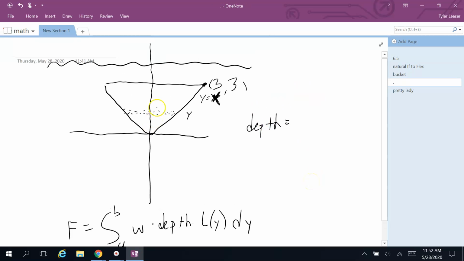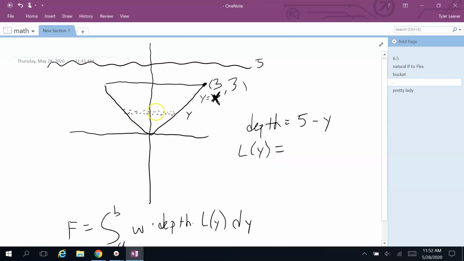If my triangle is 3 feet tall and it's 2 feet underwater, that means that the top of the water is located at 5. Which means that if my strip is here at y, then the depth is this distance from the strip to the top of the liquid, so we are at depth 5 minus y for any given y value. We also need to find the length of each of my strips.